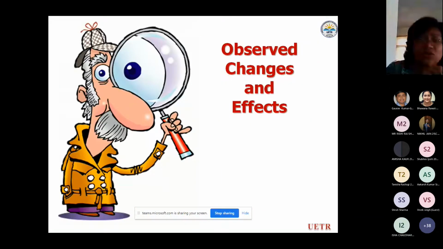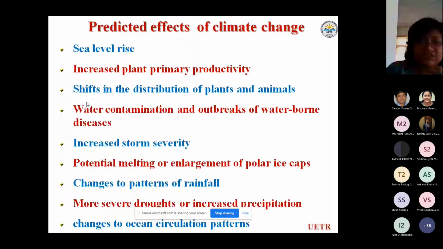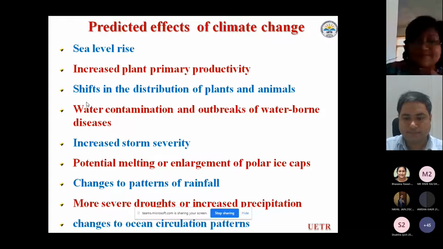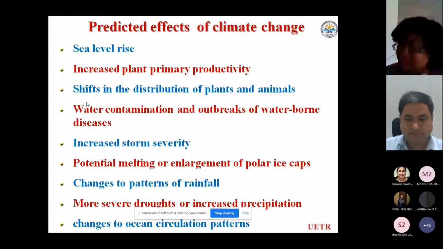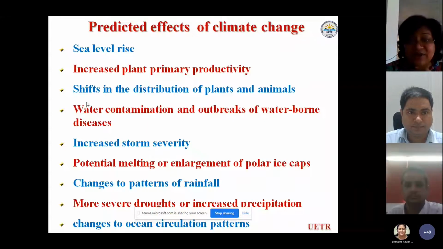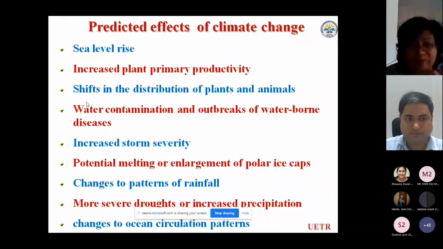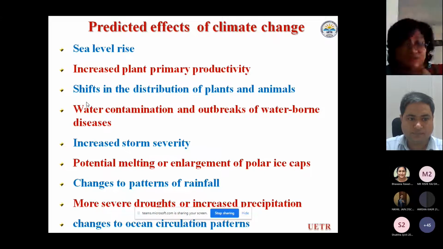What are the observed changes and the effects? So, the predicted effects of climate change. All of you can see that we are already facing the changed climate. Sea level rise, increased plant primary productivity, increased storm severity, water contamination, outbreaks of waterborne disease, potential melting or enlargement of polar ice caps, change of pattern of the rainfall, more severe droughts or increased precipitation, and changes to ocean circulation patterns.